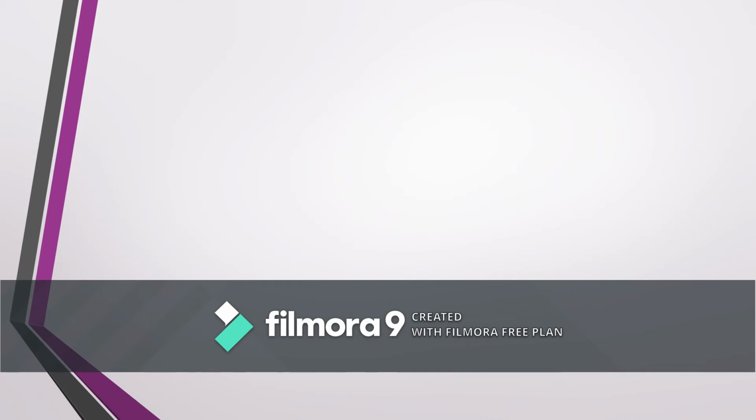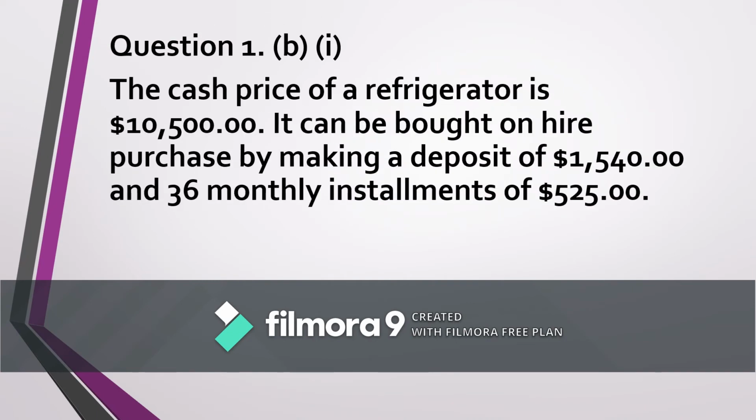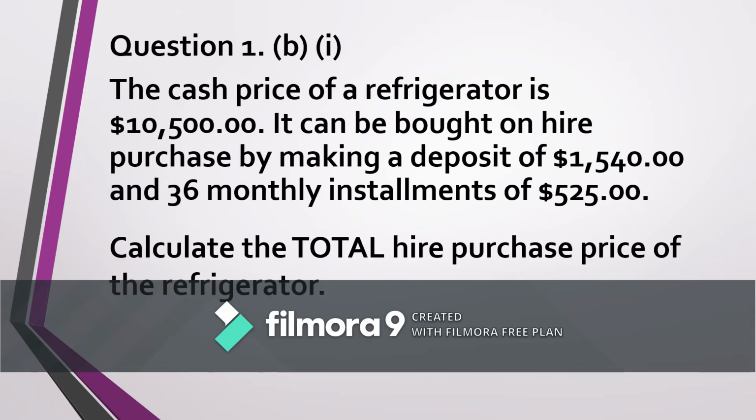So we have question 1 part B. The cash price of a refrigerator is $10,500. It can be bought on hire purchase by making a deposit of $1,540 and 36 monthly installments of $525 each. Calculate the total hire purchase price of the refrigerator.